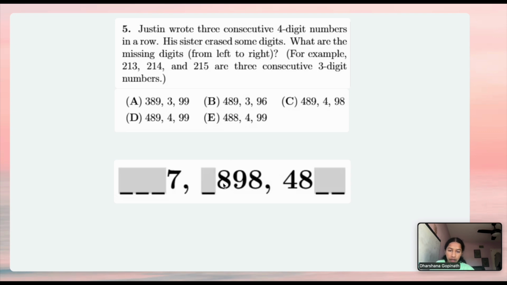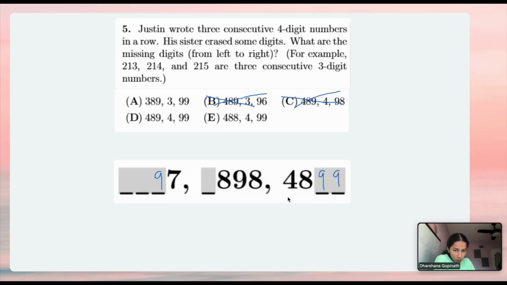So if there is a 98 here, the number before it is going to be a 97, and the number after 98 is 99. So now that we know what the last number is, we can start by doing some elimination. Option B and option C won't work because the third number is not 99.